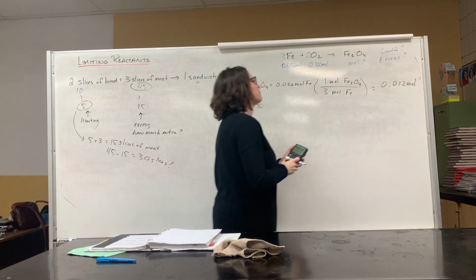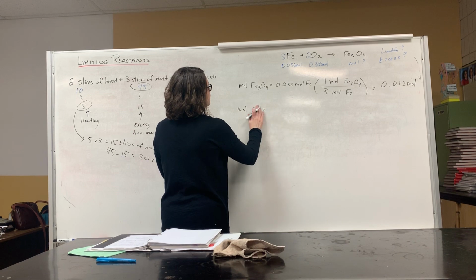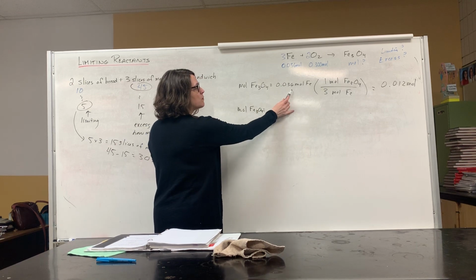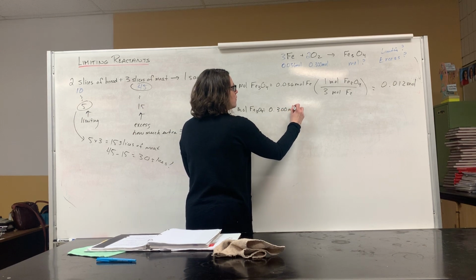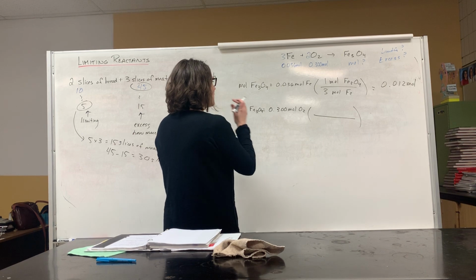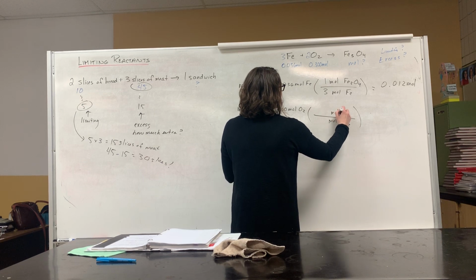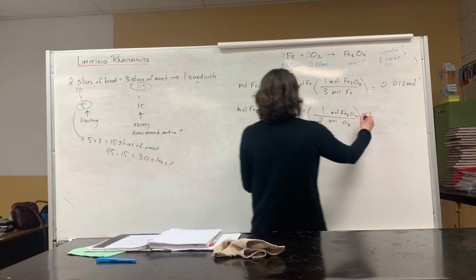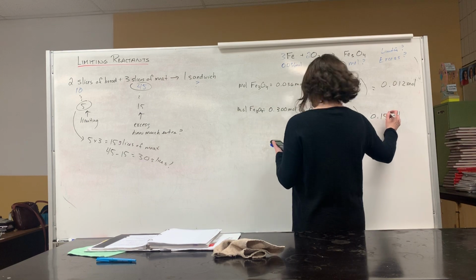0.012 moles. Now I'm going to solve it again, but instead of using the moles of iron, I just did that, I'm going to use the moles of oxygen. So 0.300 moles of O2. Again, moles of O2 goes on the bottom, moles of the iron oxide on the top, and I know that I have 1 for every 2, and so we get 0.15 moles here, 0.150.